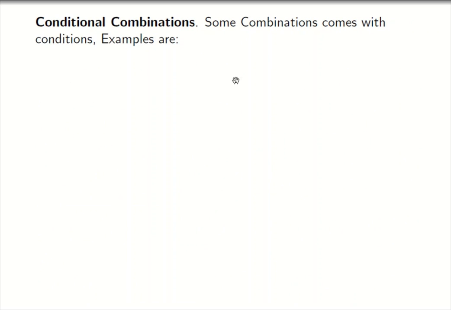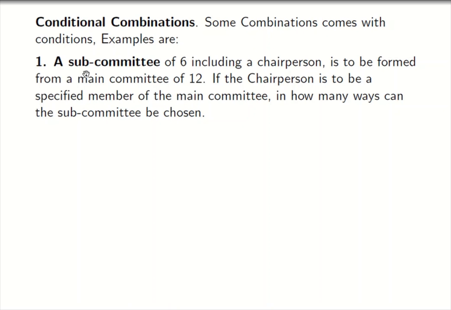Now, conditional combinations. All that we did, yeah, we did some conditions as well. But let's properly do some difficult conditional combinations and see. Some combinations come with conditions. An example is a subcommittee of 6, including a chairperson. So the committee with the chairperson, all of them should be 6. It's to be formed from a main committee. So we have a main committee of 12 members there.